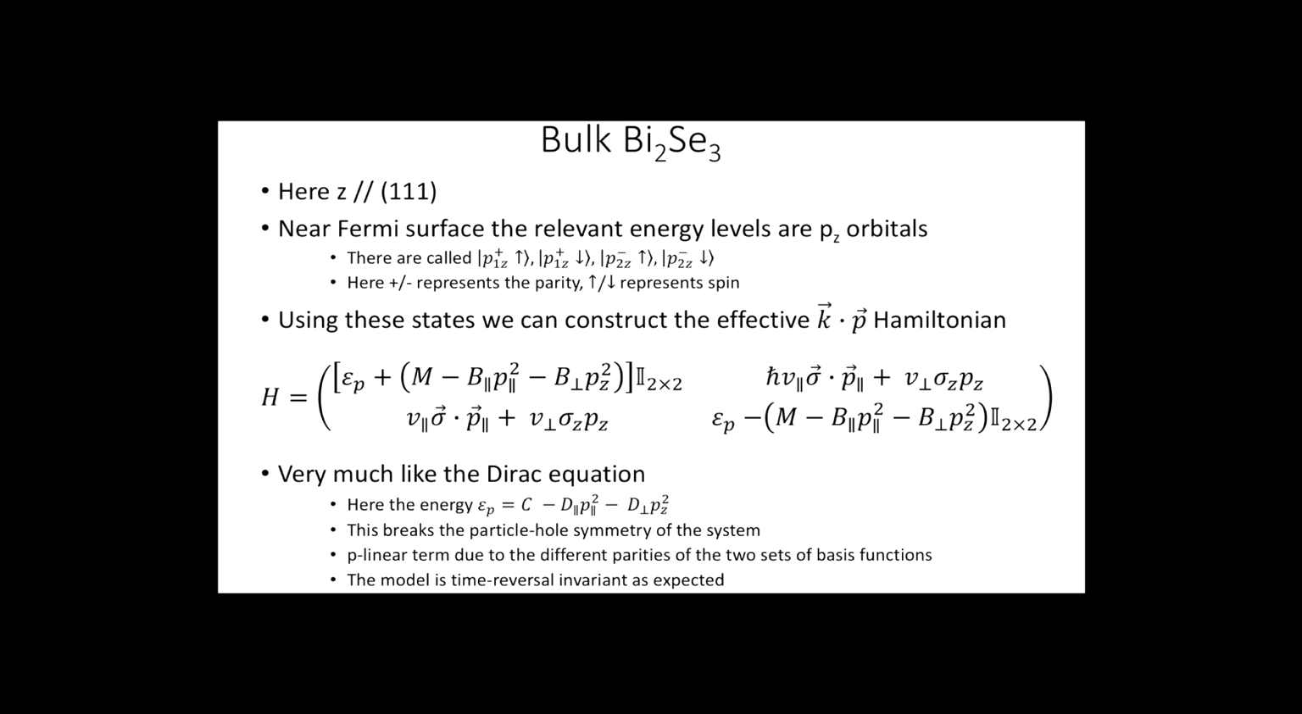Obviously there's up and down, P2Z minus. So 1 labels the bismuth, 2 labels the selenium. Plus or minus just represents the parity. Obviously, up and down just represents spin. So I'm justifying this notation. For us, they're just going to be the basis sets of a matrix. So using these states, we can construct this k·p Hamiltonian, which the band structure people have kindly done for us.